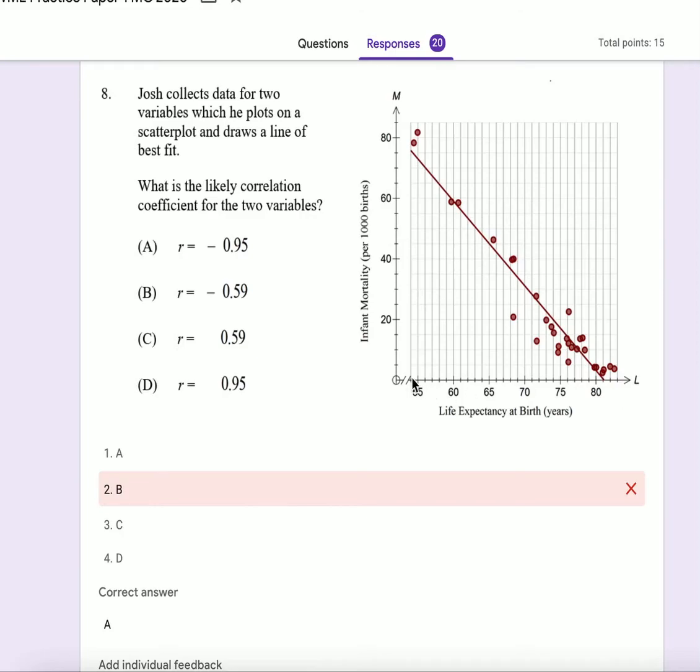And a correlation coefficient of -1 will be a negative gradient like the line that we've got here, but instead of having all this scatter, all the points are going to be exactly on the line.